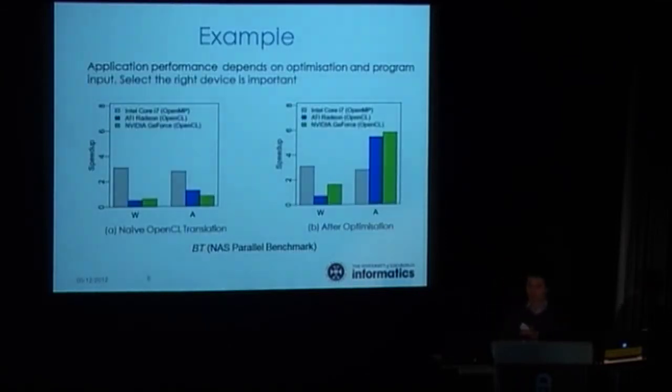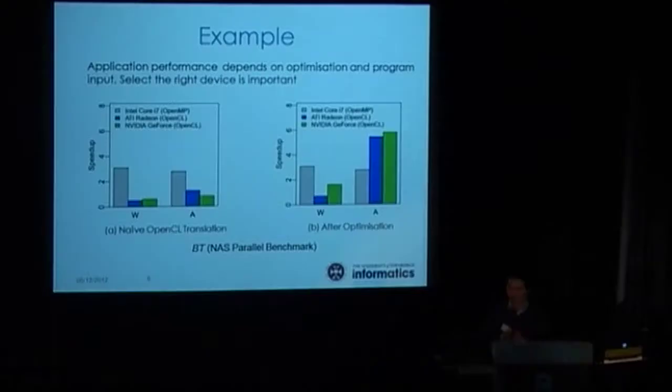Here is a concrete example of how loop interchange and array index reordering can improve the performance. Here I show two diagrams using the NAS parallel benchmark called BT. Each diagram has 3 bars. The first bar is running the OpenMP version using GCC on an Intel Core i7 6-core processor. The second bar is running the OpenCL code on an AMD Radeon GPU. The third one is running the OpenCL code on an NVIDIA GeForce GTX 590, I think. The left diagram shows the naive translation. As we can see, the GPU has no advantage at all when compared to the CPU.